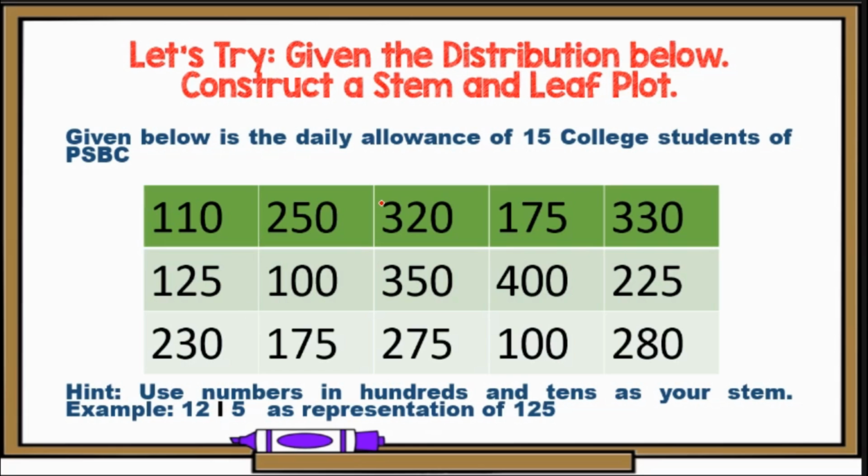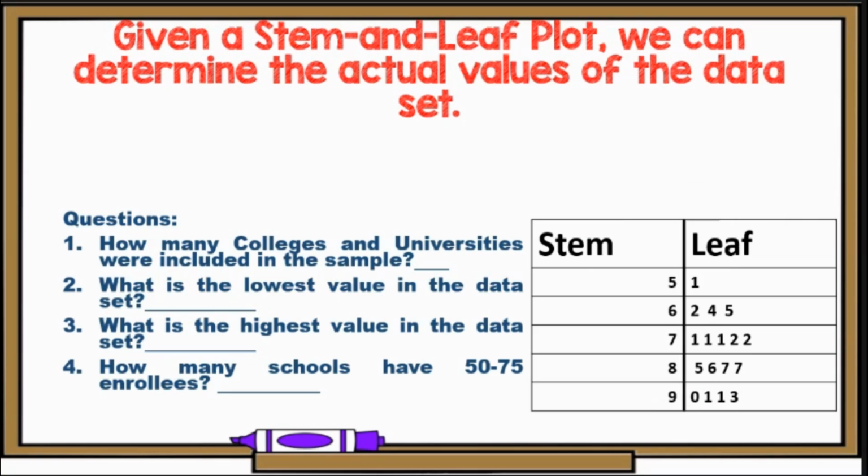This is our hint. Use numbers in hundreds and tens as your stem. For example, 12 for the stem and then 5 for the leaf. It will represent the number 125. Ito siya. Okay? Let's go to the next slide.